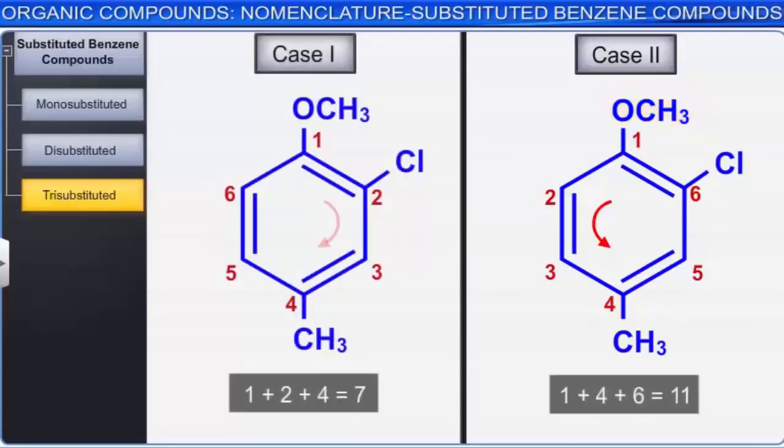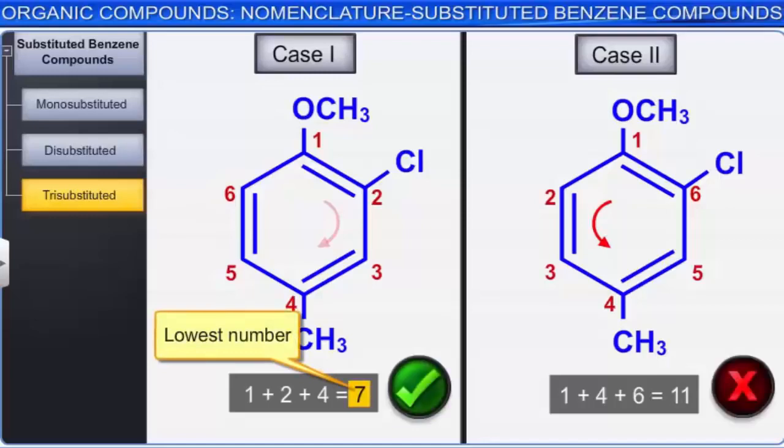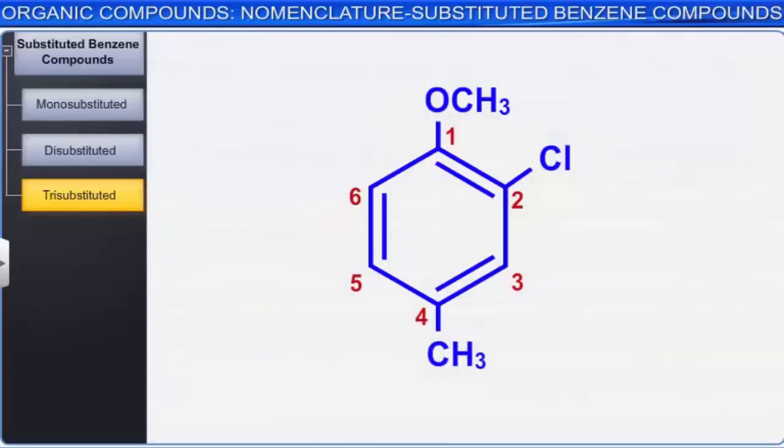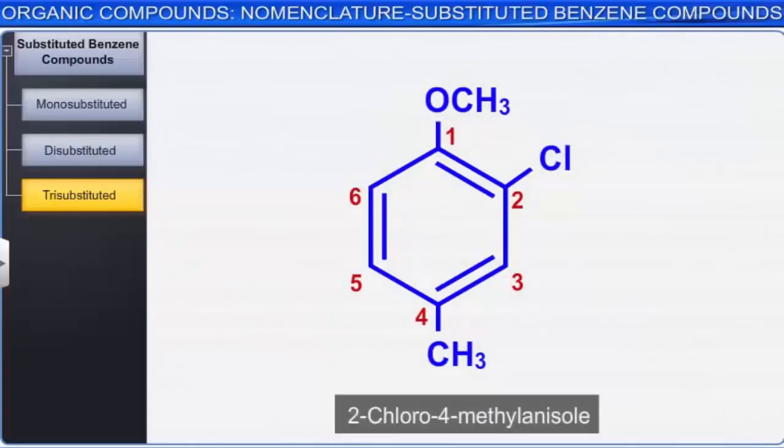As per the lowest locant rule, case 1 is the correct way of numbering. Thus, the name of the compound is 2-chloro-4-methylanisole. Note that the names of the substituents are written in alphabetical order. Thus, chloro comes first, followed by methyl.